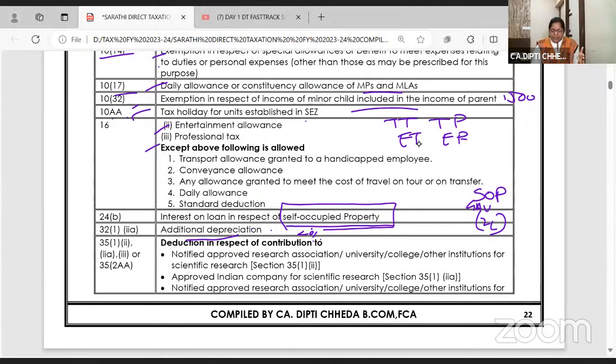So house property, you cannot show a loss in the self-occupied. Interest ka claim nahi milega. Interest is of course allowed in the let out and deemed let out. Interest is not allowed in the self-occupied. Additional depreciation is not there. Right? Okay.